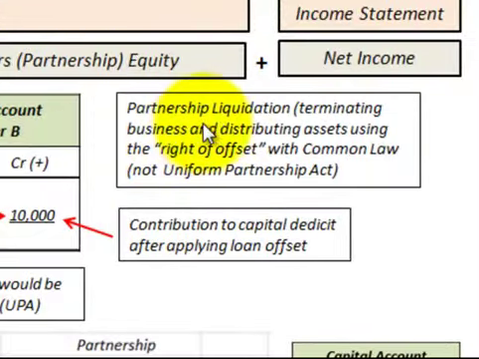Here we're going to be looking at a partnership liquidation, where we're terminating the business and distributing the assets using the right of offset with common law. This is the key here. We're going to be using common law. There's a twist here. We're not going to be using the Uniform Partnership Act.